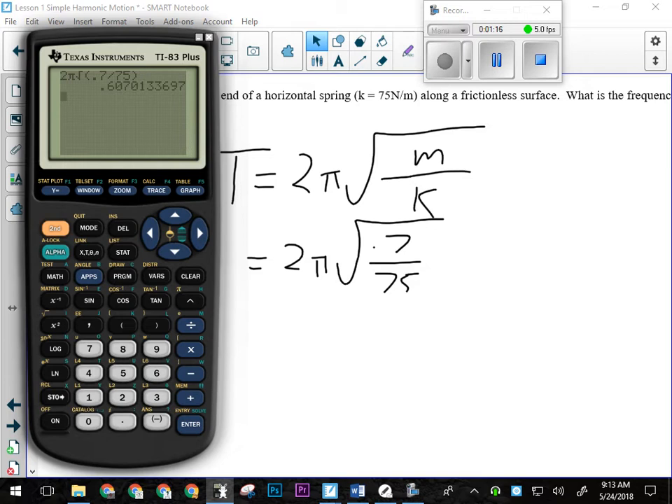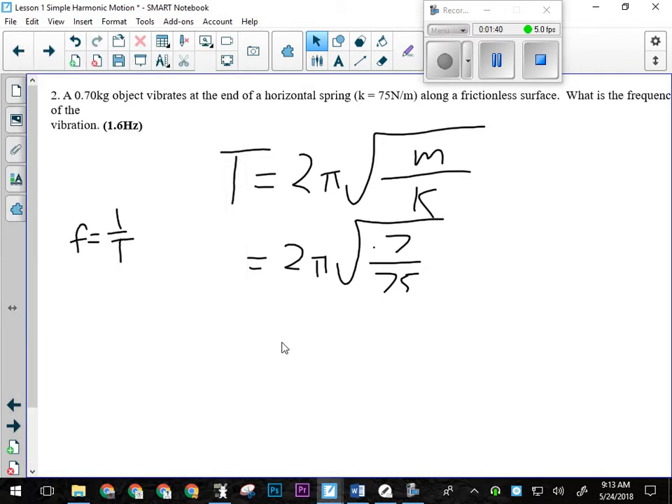All right, so we've got a period of 0.607, but I wanted the frequency, so I'm going to go 1 divided by that number. And I'm going to get that the frequency is 1.6 hertz, or oscillations per second. That means this thing goes back and forth a little more than 1.5 times per second. Everybody all right with that?